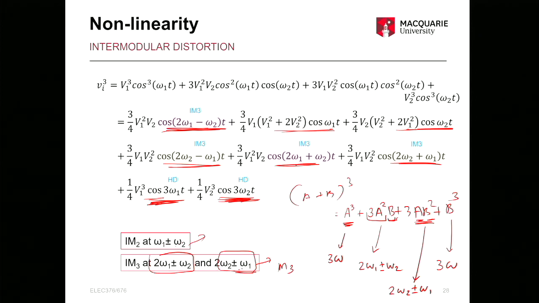And I know that IM4 would be either 3 omega 1 plus or minus omega 2, or 2 omega 1 plus or minus 2 omega 2, or omega 1 plus or minus 3 omega 2. Okay? So like that. I added the coefficients, it's 4 in all these three cases.